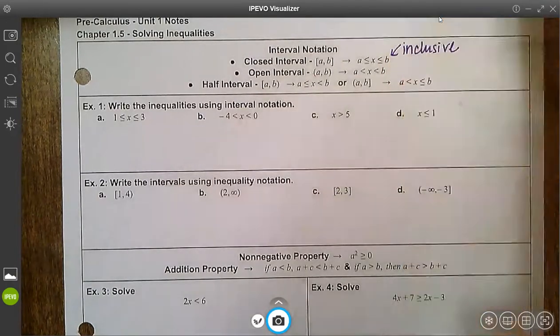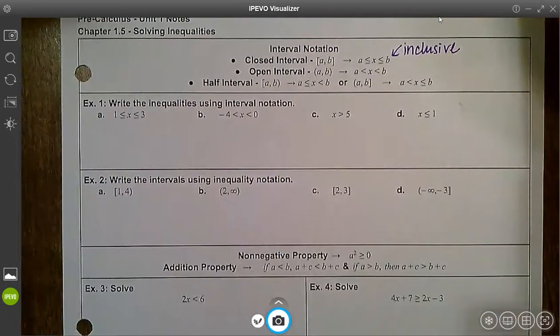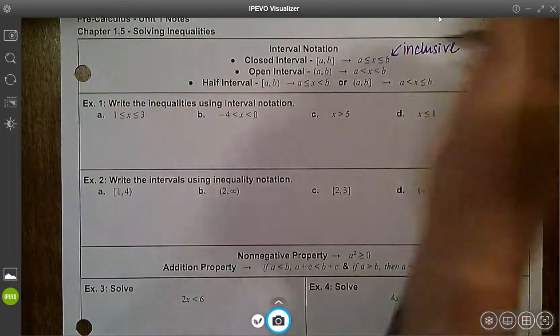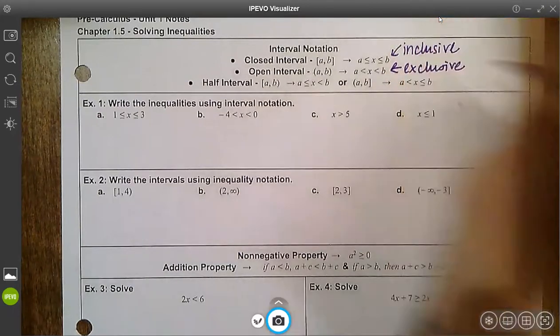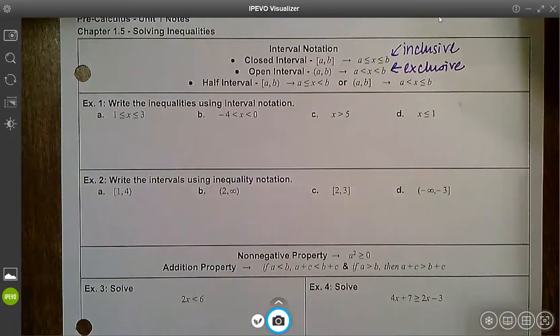It means it includes that number. If you write it as an inequality, it has the or equal to symbol with it. An open interval is exclusive, and that means that it does not include that number. So if it's like less than 4, it means 4 does not work, but everything less than 4 does work. So inclusive and exclusive.